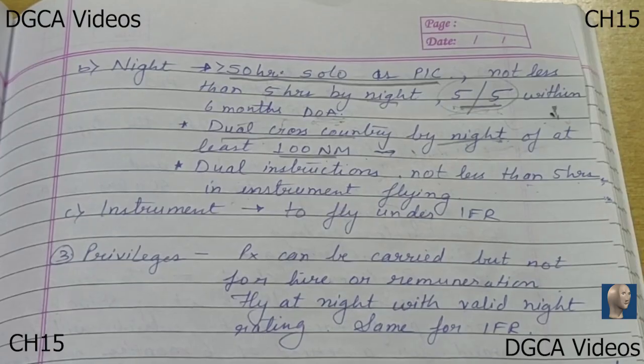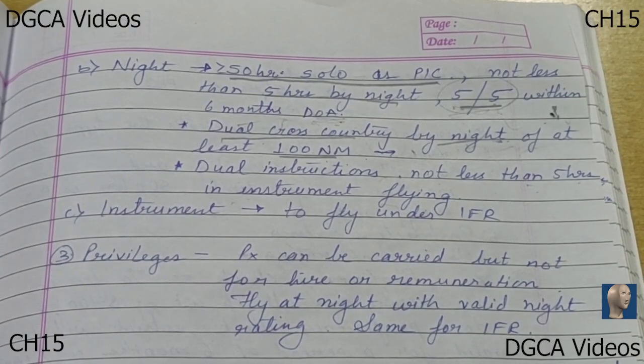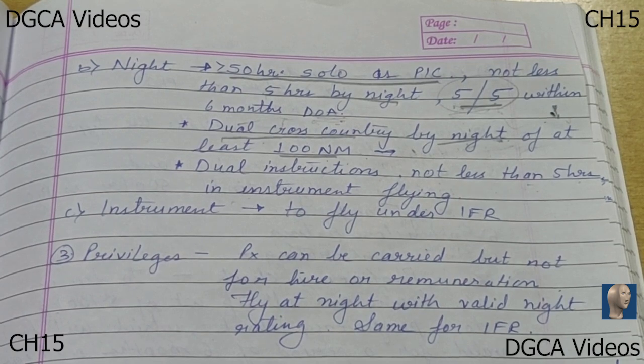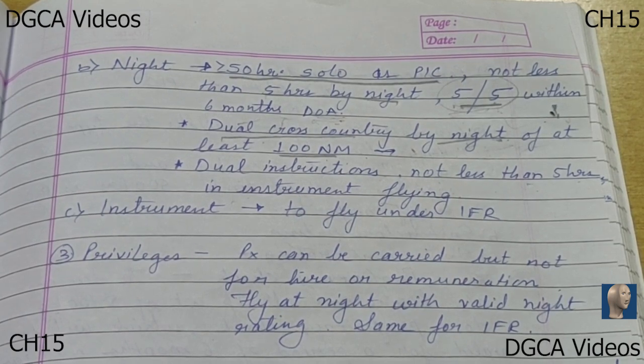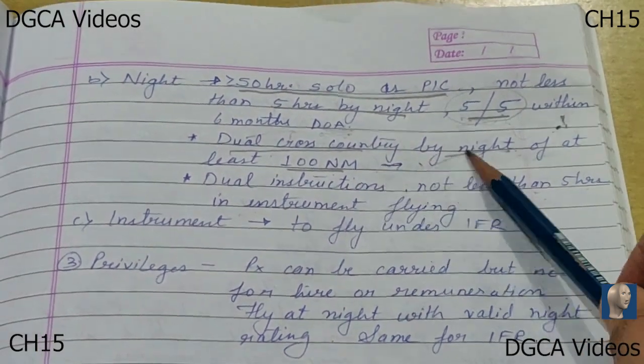So night rating means being able to fly at night with all the passengers on board. So the criteria is at least 50 hours of solo flying as pilot in command, not less than 5 hours of night flying, 5 takeoffs, 5 landings within 6 months of DOA, which is the date of application of the license. Dual cross-country flight, 100 nautical miles at night.